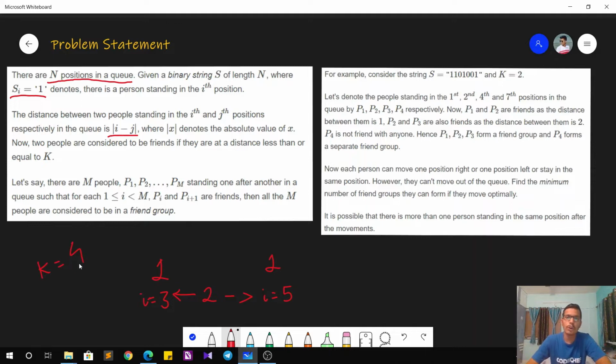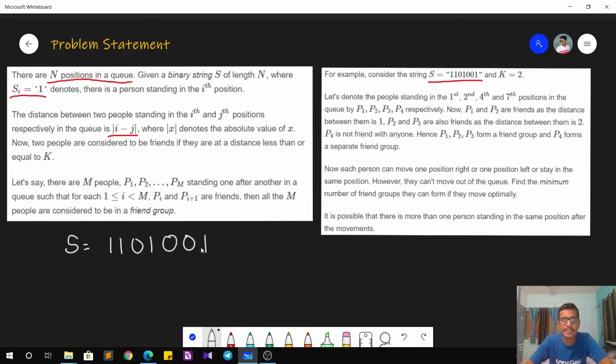Now let's see what is asked in this question through an example. Let's consider the string s equal to 1101001. Let me write it down so that we can understand it more clearly. In this example, the given string is as follows and the value of k is 2. So people separated by a distance less than or equal to 2 are going to be each other's friends. Now there is also another thing mentioned in the question, that is a friend group. You can read the definition over here, but I'll explain it through an example only.